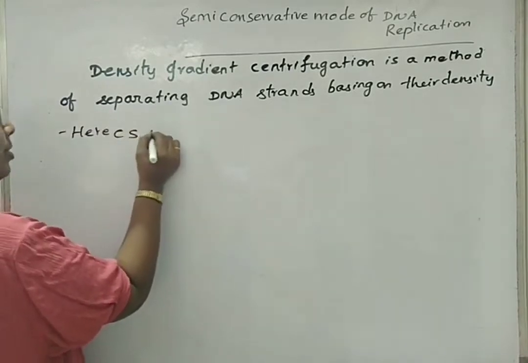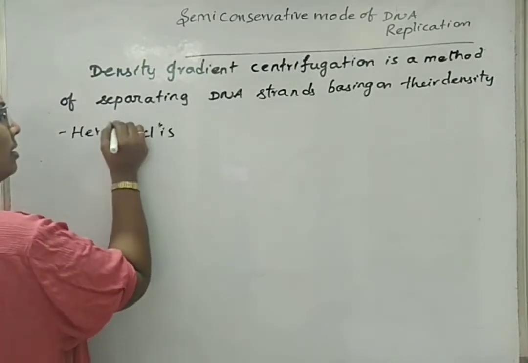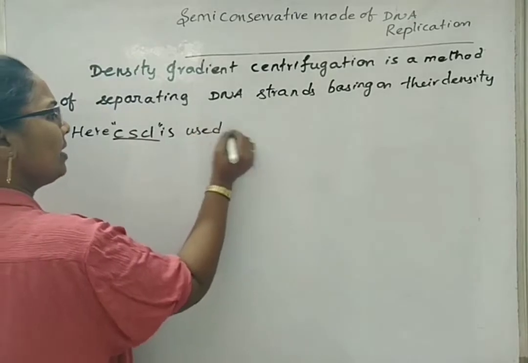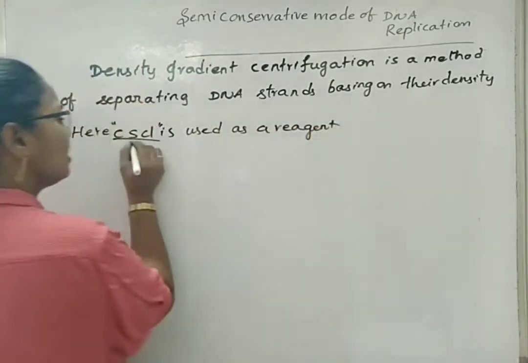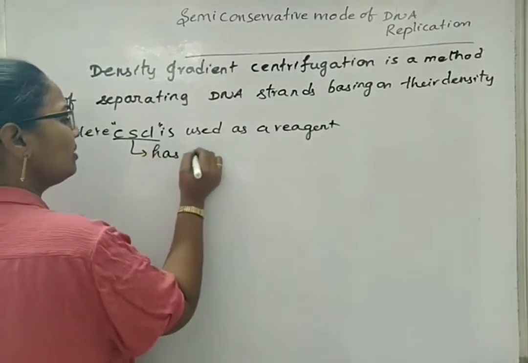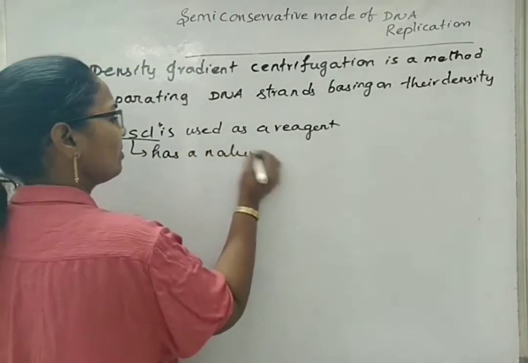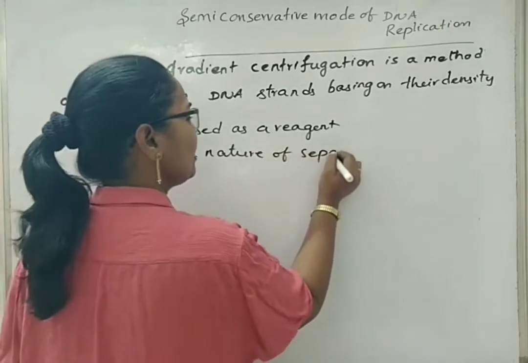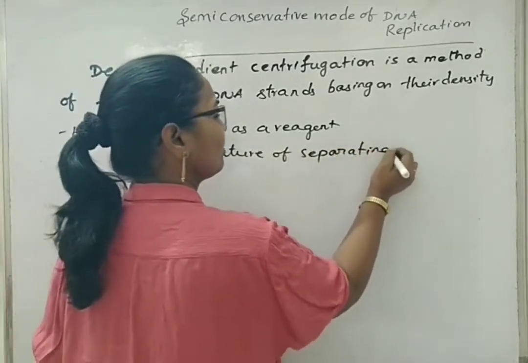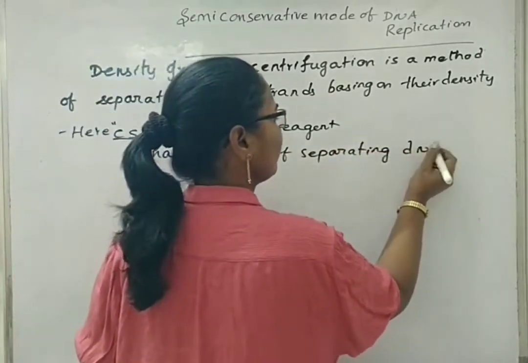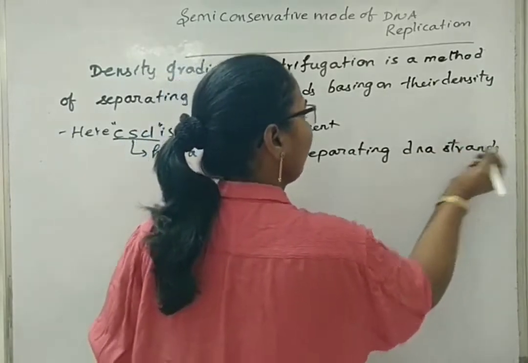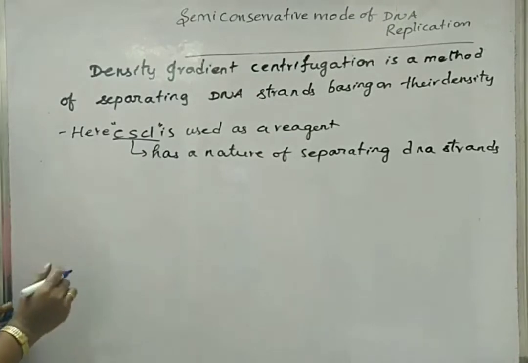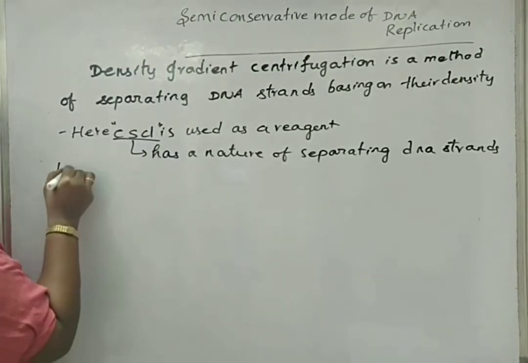Here, cesium chloride is used as a reagent. Cesium chloride has the nature of separating DNA strands based on density only, but not based on size and shape.